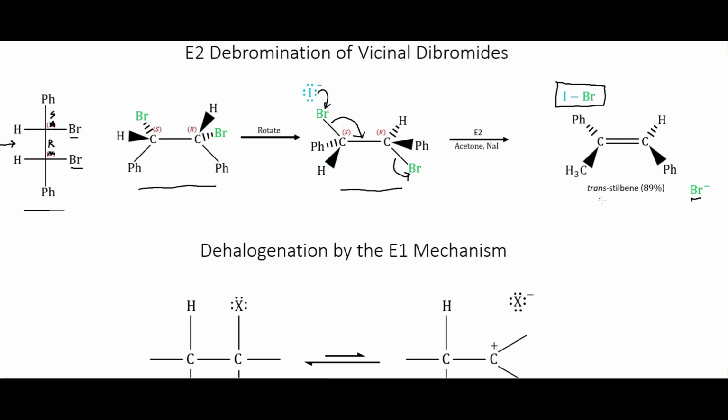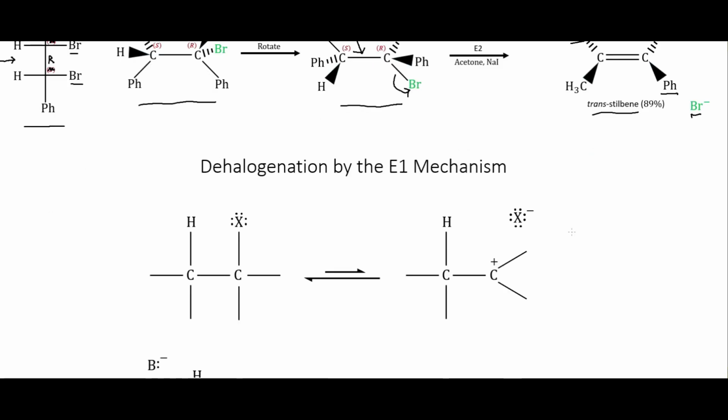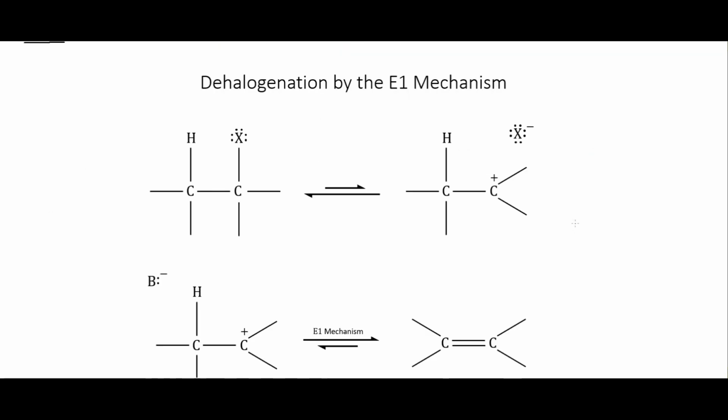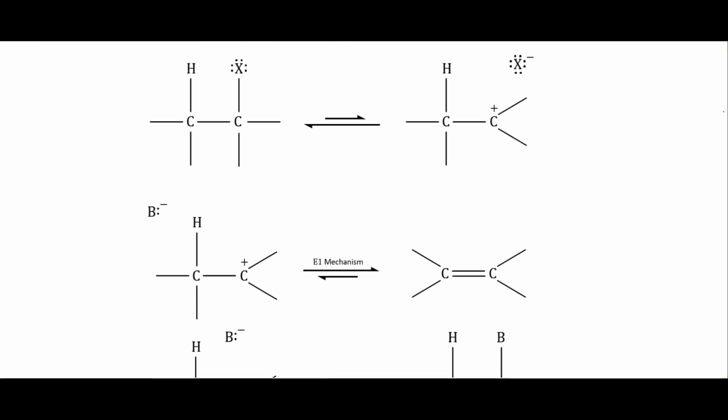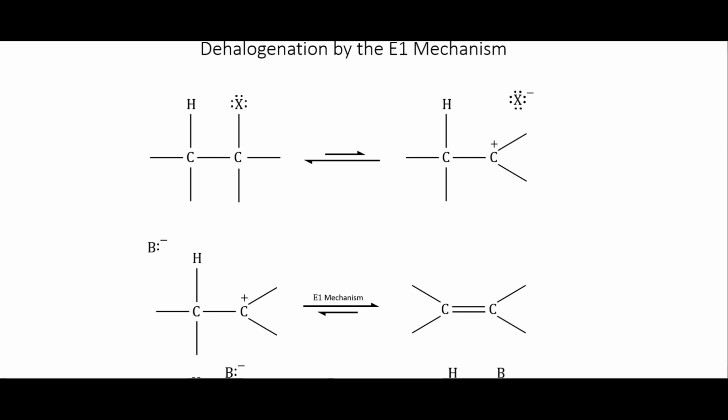And so we get this trans stilbene here. So that's talking about these two phenyl groups here. And so that's the trans stilbene from that. And so we can do this debromination of the vicinal bromides using this iodide like that. And so that's another way to form alkenes. We can also do the dehalogenation by E1 mechanism, which I've already discussed quite a bit in previous videos, so I'm not going to go through it in too much detail here.